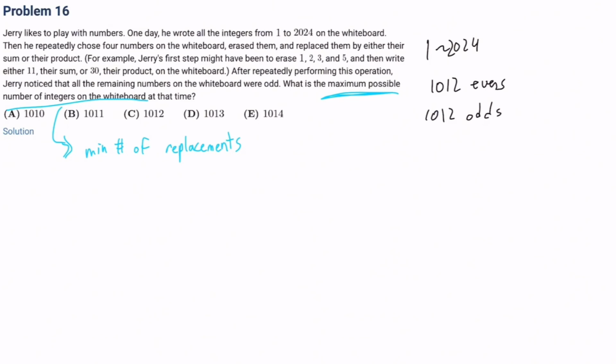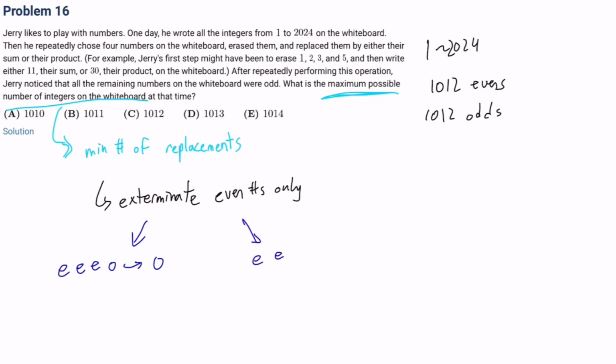And so to do the minimum number of replacements, what we do is we try to exterminate the even numbers only. So here we have 2 possible scenarios with maximum even outing. We can change 3 evens and 1 odd into 1 odd number, which gets rid of 3 evens at the same time. Or we can change 4 evens into 1 even by adding or multiplying them, right? This also gets rid of 3 evens. But the difference is that the first one has 0 evens left over, while this one still has 1 even left over. That's why we're going to prefer the first method and use just that on all the evens that we can.